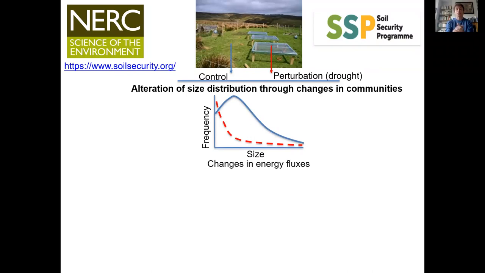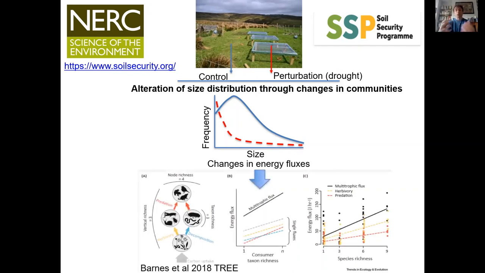And this, for the things I said before, will change the energy fluxes in the community. So the changes in the communities translate to changes in body sizes, and this will translate in changes in energy fluxes. And these things we can calculate very easily. I mean, it takes a lot of time to do the experiments, very easily from a conceptual point of view.